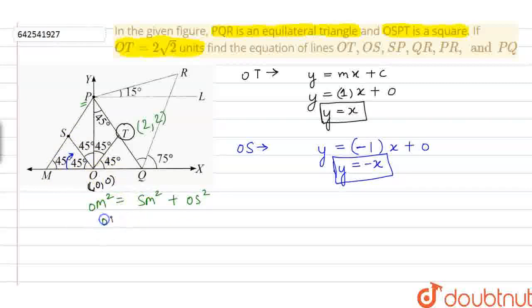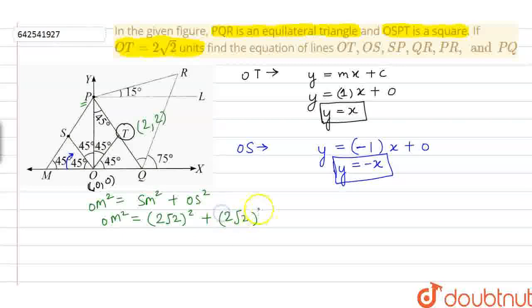So we can say that OM square would be equal to SM square plus OS square, and these two sides are equal in length because the corresponding angles are also equal, right? And we know the value of OS. Why? Because OS, PT are all forming a square, so all the sides of a square are equal. So if OT is equal to 2√2, then OS is also equal to 2√2. So finally we can say that SM is 2√2 and OS is also 2√2, right?